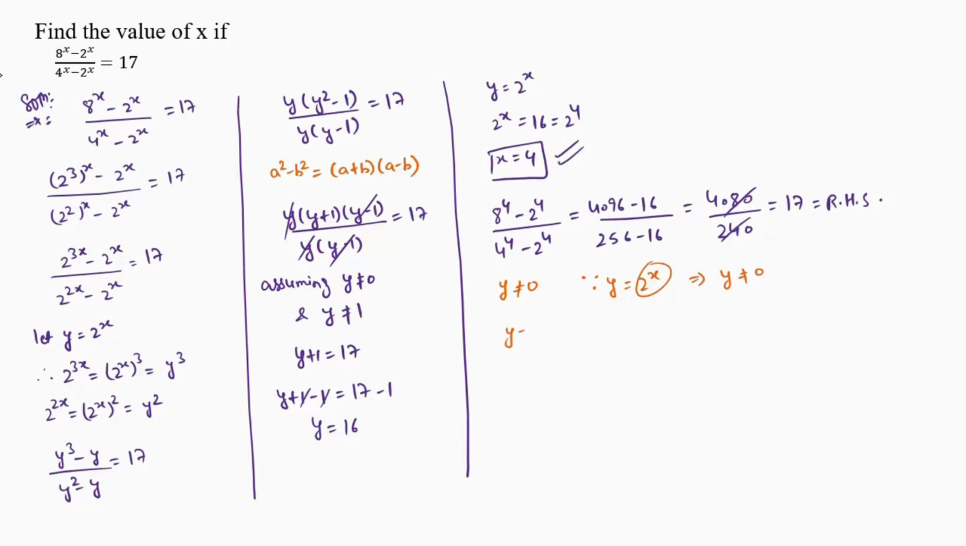And our second assumption is y should not be equal to 1. So now assume y = 1, which can only be possible when x = 0. So now put this value of x into the equation. We get (8^0 - 2^0) / (4^0 - 2^0), which will give (1 - 1) / (1 - 1), which comes out to be 0/0, which is not defined. Therefore, no other solution exists. So the only solution is x = 4.